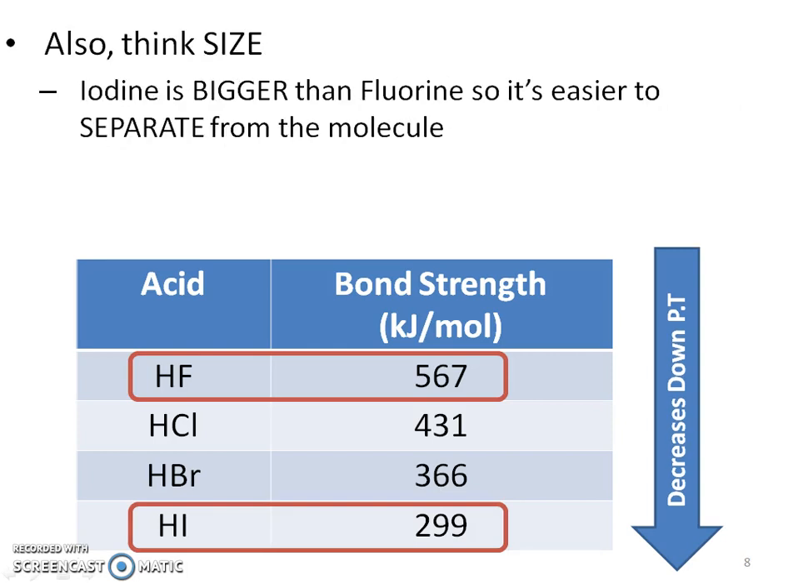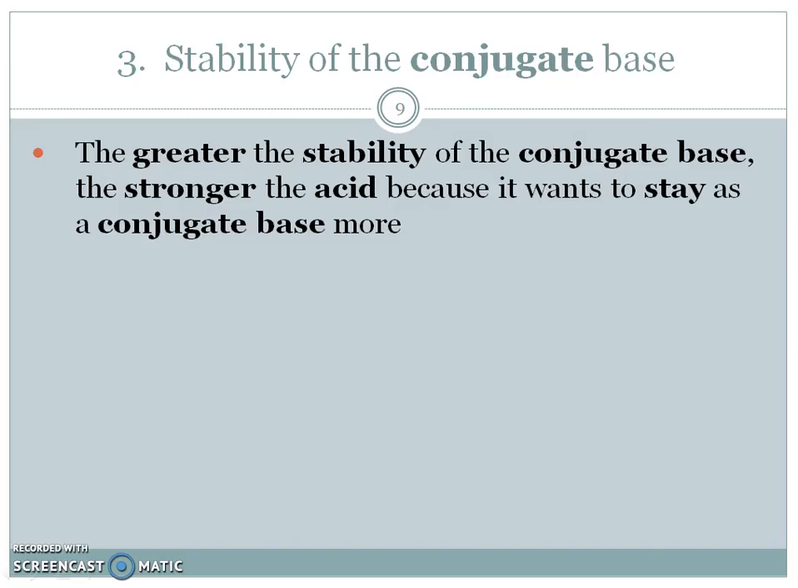So you also want to think about the size, right? Iodine is much larger than fluorine. So again, it's going to be easier to separate from the molecule. That bond strength is going to be very small because of the size of those atoms.